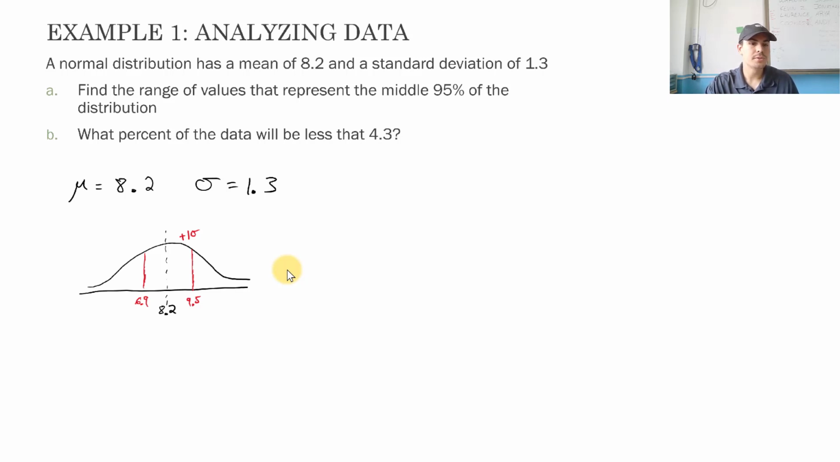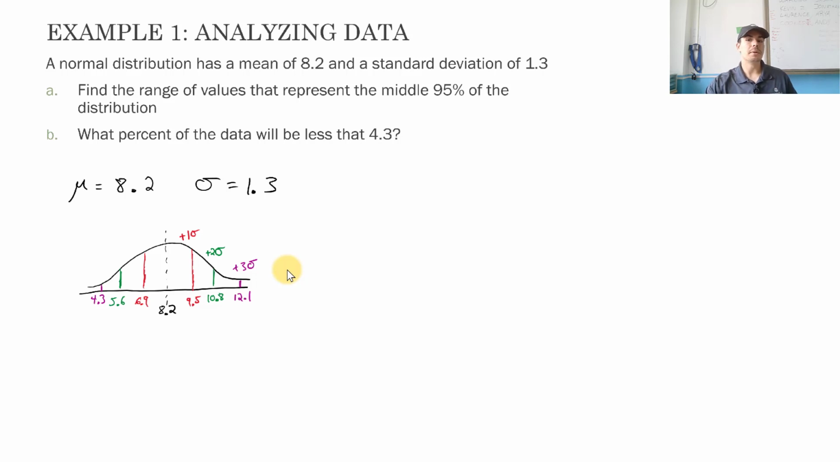And I'm also going to subtract 1 sigma, which gives me a value of 6.9. And we can do this for 2 and 3 sigma as well. So if I add 2 sigma, I get 10.8, and if I subtract 2 sigma from 8.2, I get 5.6. And then going on to 3 sigma, that's going to give me intervals of 4.3 and 12.1.